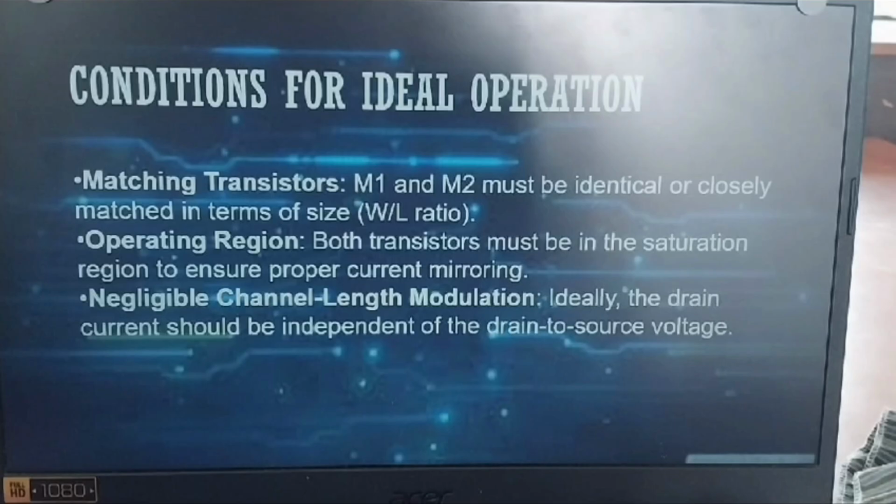Conditions for ideal operation. First is matching transistors. M1 and M2 must be identical or closely matched in terms of size. So the size and everything should be identical for both transistors. Operating region: both transistors must be in the saturation region, as I said earlier, to ensure proper current mirroring. Negligible channel length modulation. Ideally, the drain current should be independent of the drain to source voltage.